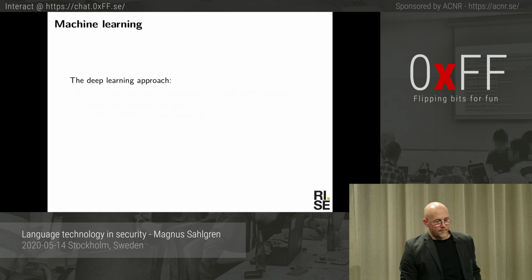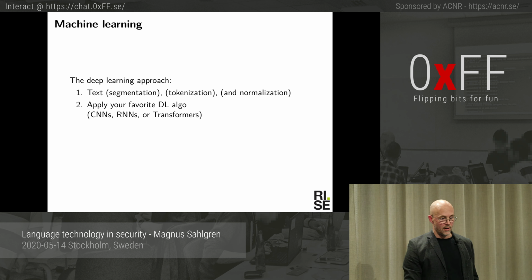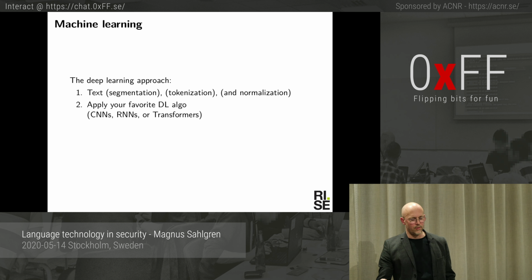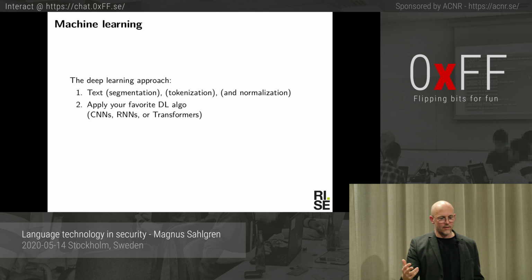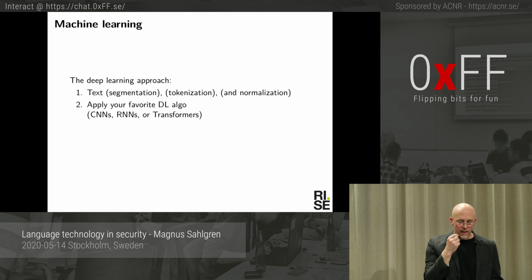Anyway, you would have a choice between using this traditional statistical machine learning and the deep learning approach that we talked about. You have your text, you might do some tokenization, but you don't have to. You can just feed it into your deep learning system. And there are several different architectures for deep learning.